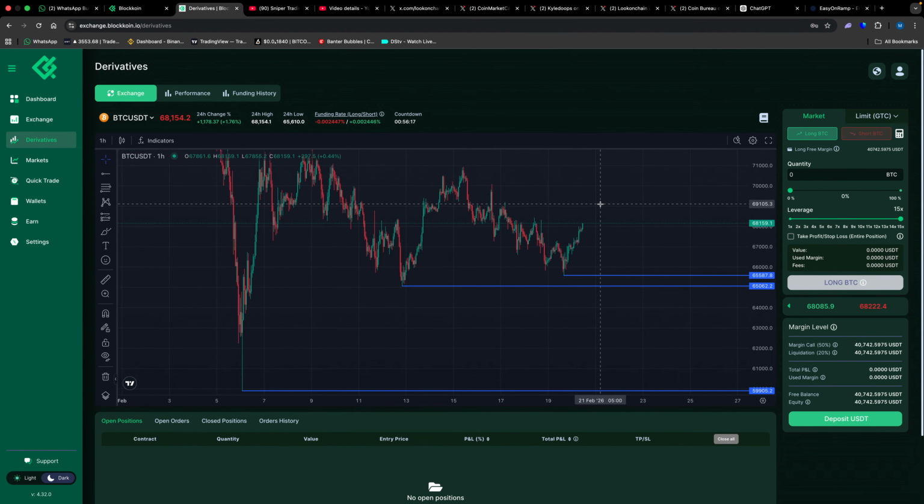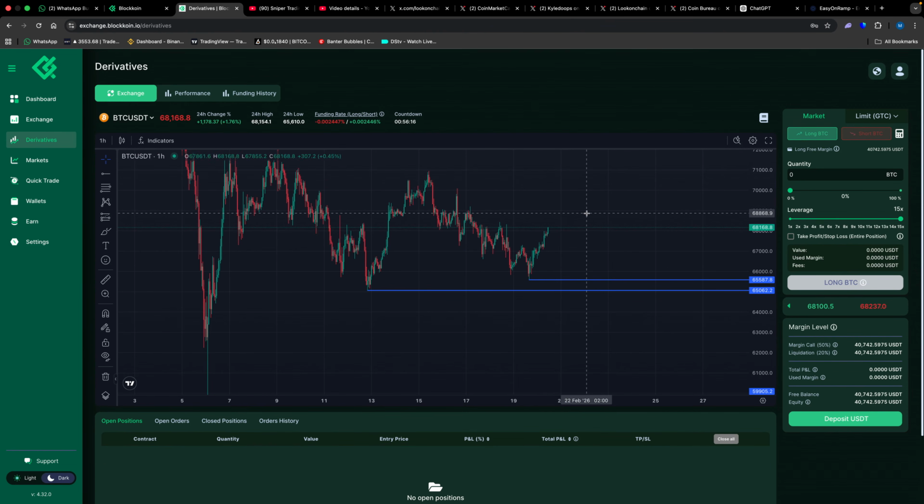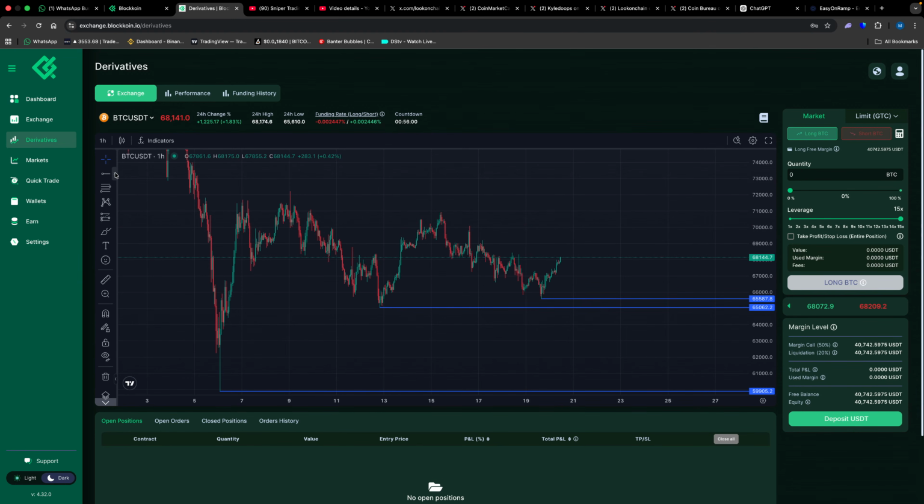Step 2 is identifying resistance, which is basically just the inverse of support. Resistance, in other words, is a price area where sellers previously stepped in and pushed price lower. So where will we find resistance levels? We'll find resistance levels just like our support is at major lows. You'll find resistance at major highs.